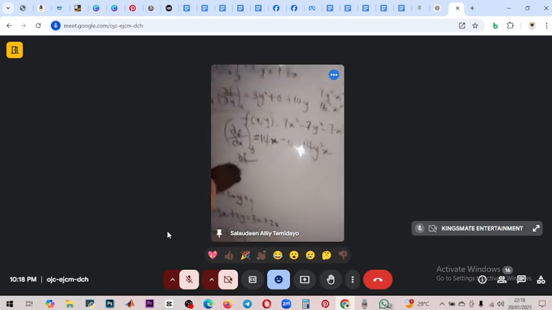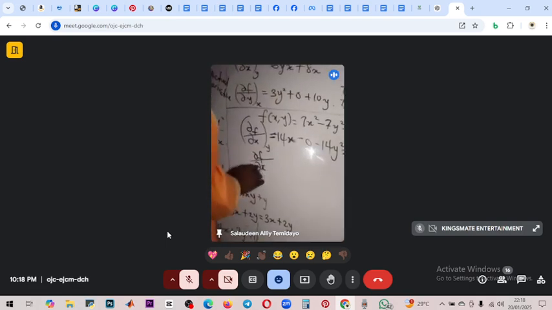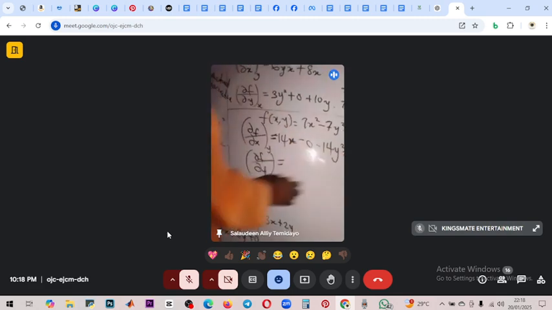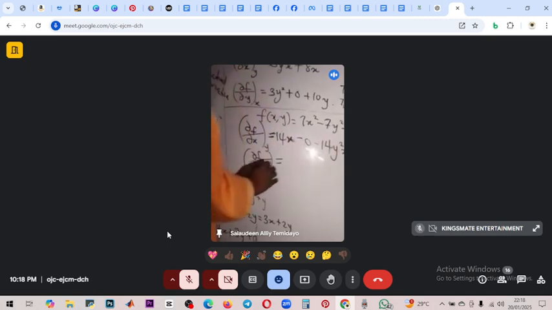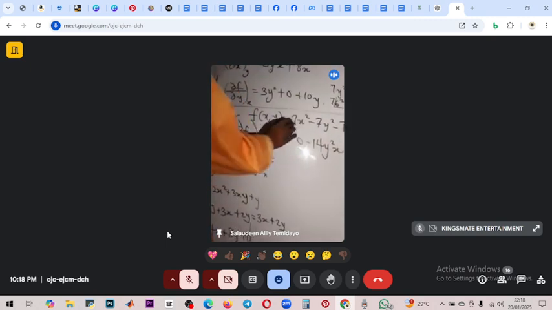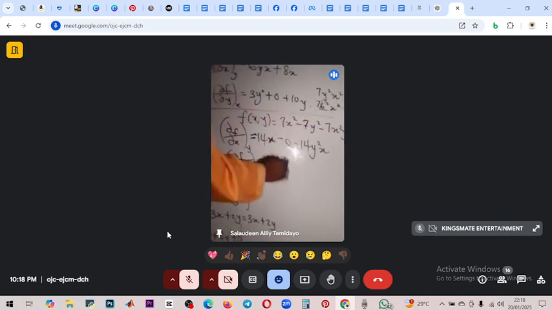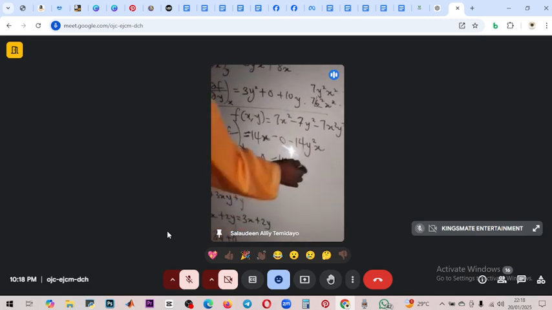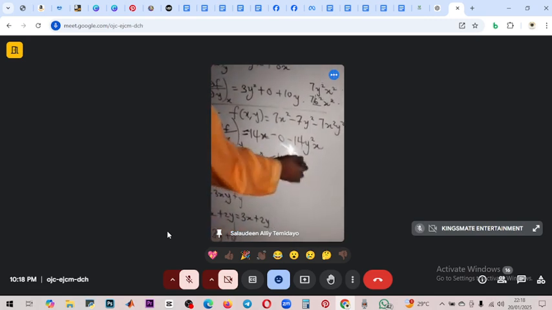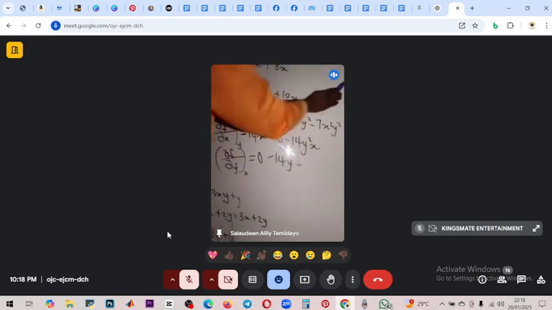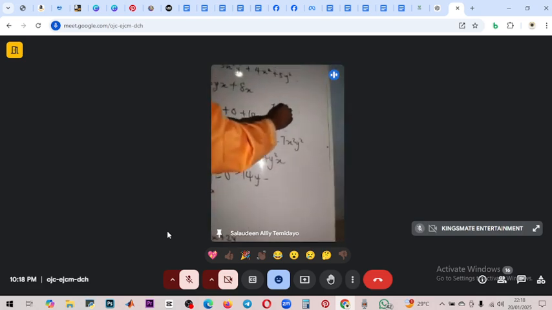Now differentiate f with respect to y when x is constant. Still the same, just the values change. The variable interchange. So this is going to be 7x squared will be 0 minus 7y squared will be 14y minus, x squared is at the front, right? So just treat it as 7.